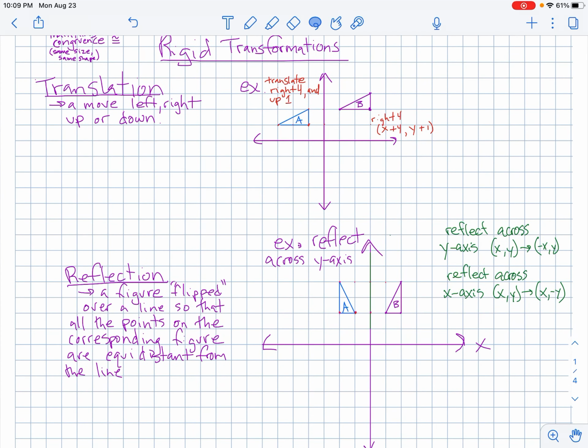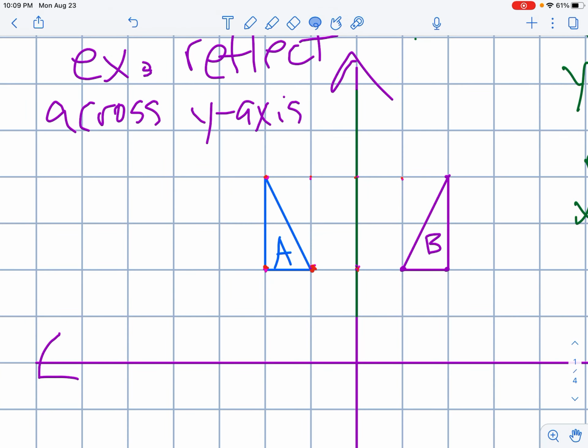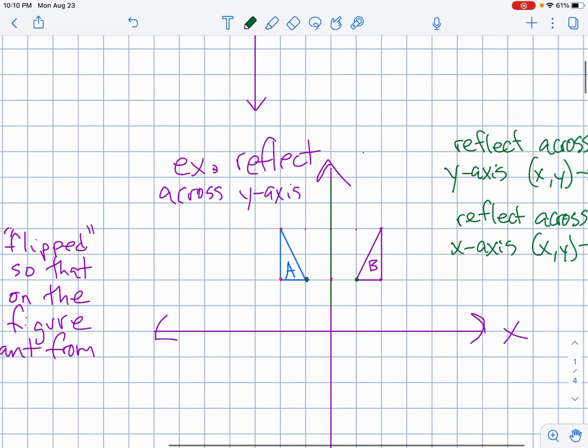A figure is flipped over a line so that all points on the corresponding figure are equidistant from the line. When I say corresponding, that means this vertex corresponds to this one here. They are both the same distance from the line of reflection, in this case the y-axis. They're both one space away. You can pick any point along this hypotenuse and its corresponding point on the other triangle's hypotenuse, and they will be the exact same distance from the line of reflection. The 2 most common lines to reflect figures across are the x-axis and the y-axis.